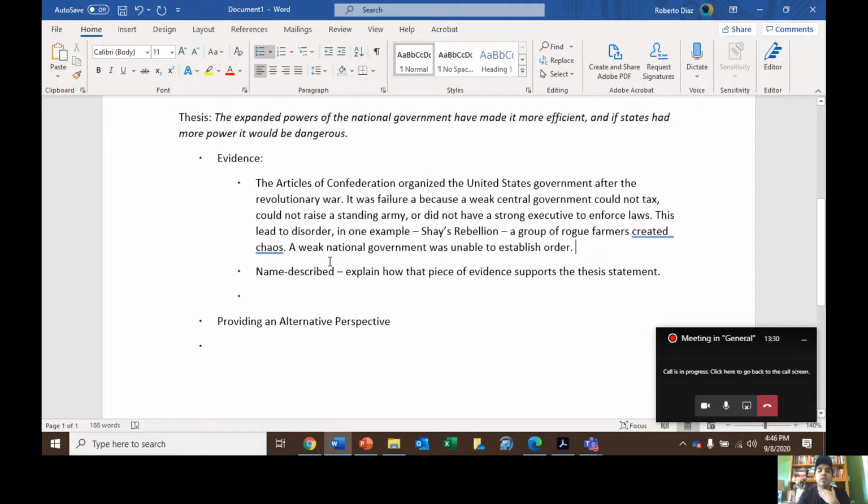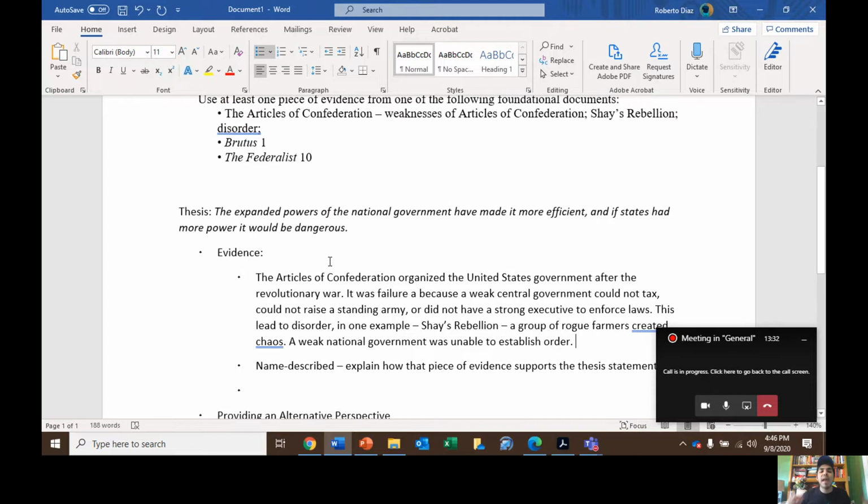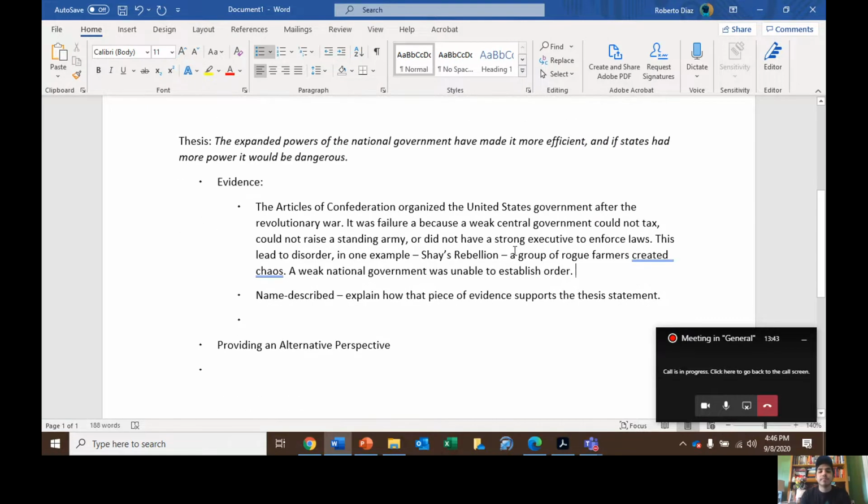Right, so this is a description of the piece of evidence itself, but the explanation of how it supports my thesis statement, that's a little bit harder and takes a little bit more effort, but that's what you have to think about. So explanation always relates back to the thesis statement.